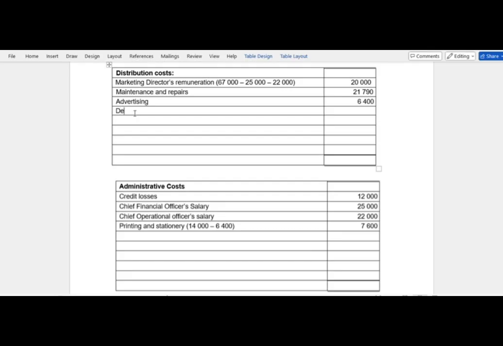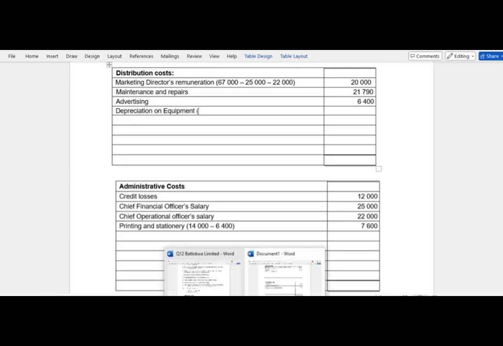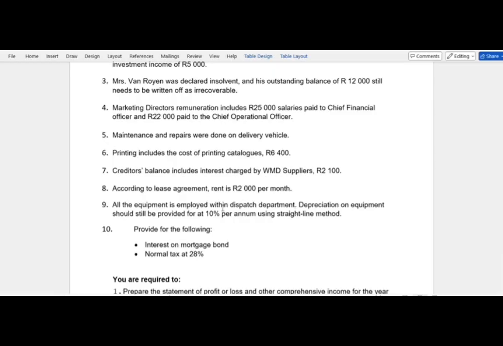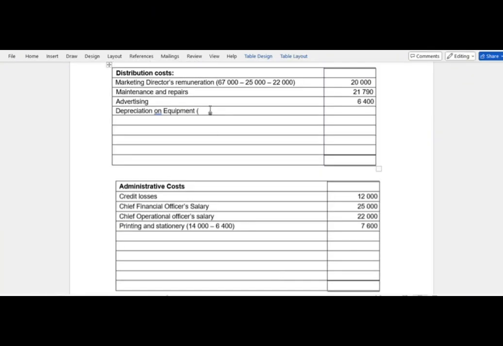So we're going to say depreciation on equipment. Let's see what they are saying about the percentage, the calculation and all that. Remember, they say depreciation on equipment should still be provided for at 10% per annum using the straight line method. The straight line method is cost price multiplied by the percentage given, multiplied by number of months divided by 12, right?